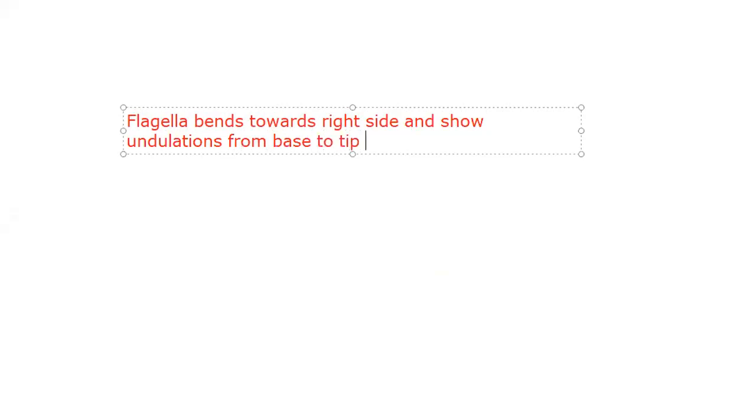Flagella bends towards the right side and show undulations from base to tip. This is the situation. Flagella bends towards the right side and show undulations from base to tip. Now our question is, which side does the animal move?